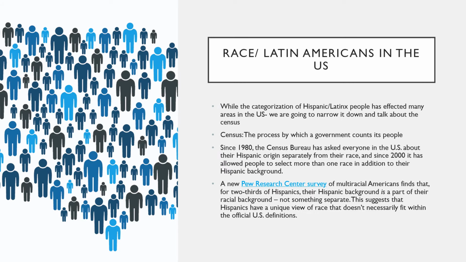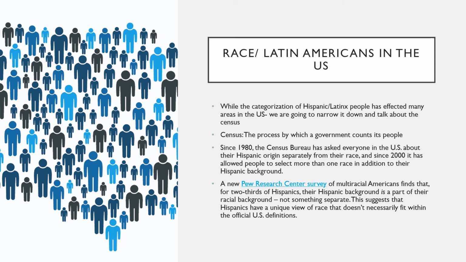As we can tell from the previous slides, race in Latin America is a very complicated issue that has many people involved, historical context involved, and immigration involved. And so one additional layer we add once we get into the US is the immigration of Latin Americans to the United States and how we're categorized racially here in the United States. And so while the categorizations of Hispanic and Latinx people has affected many areas in the US and for Latinx people, we're going to narrow it down and talk about the census.